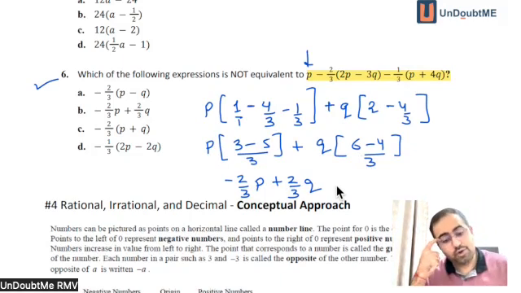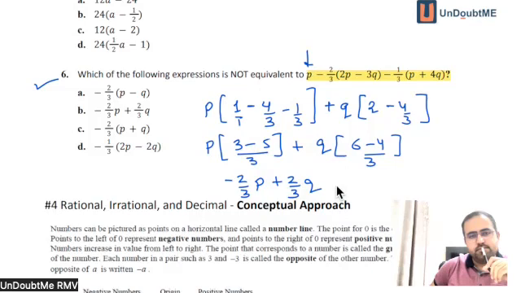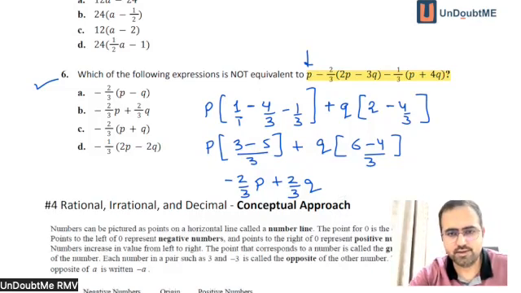From here, what should I do next? What can be my appropriate option? Look at the options and tell me which one will be the correct option. B is correct. B is the correct option.